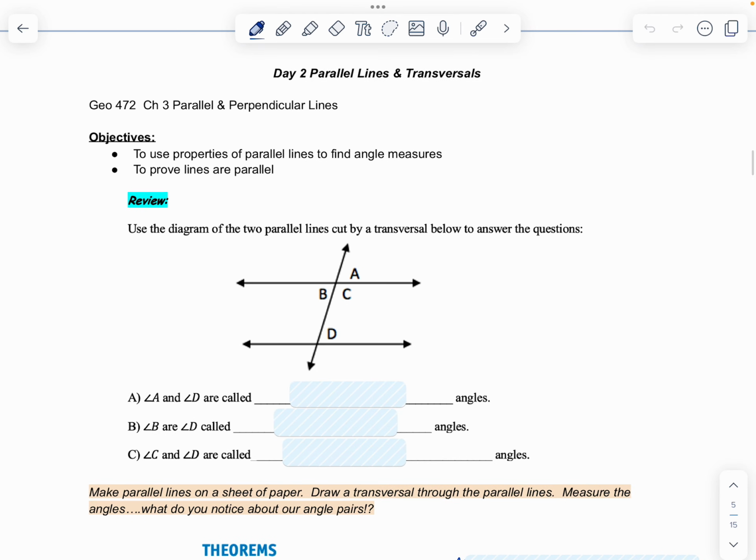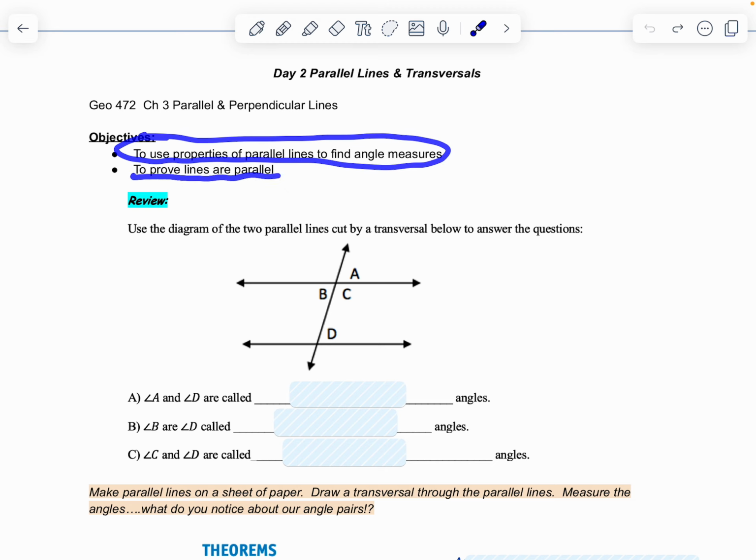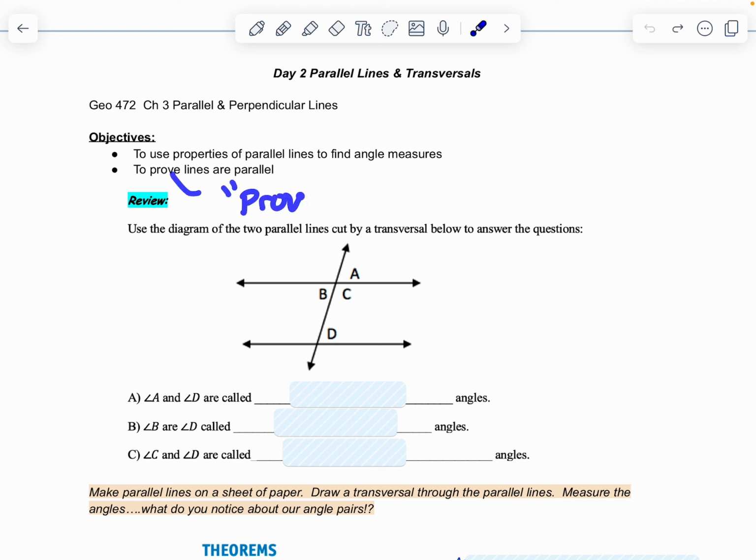Day 2, parallel lines and transversals. What we're going to be able to do is use properties of parallel lines to find angle measures and prove that lines are parallel. Very small proof, right? Kind of prove, right? All we're going to be doing is using our properties to say we are 100% sure that these lines are parallel. But we'll see that later.